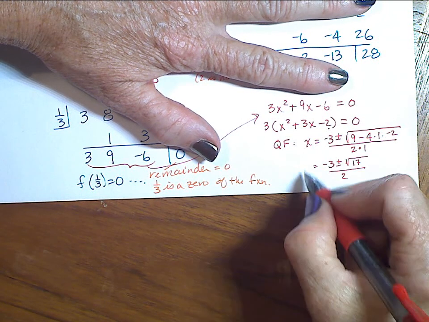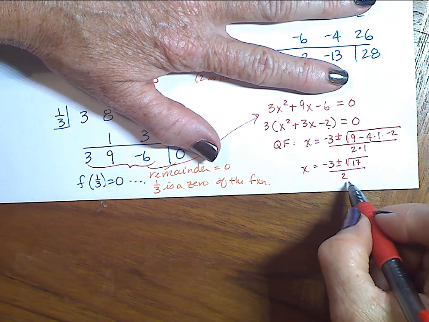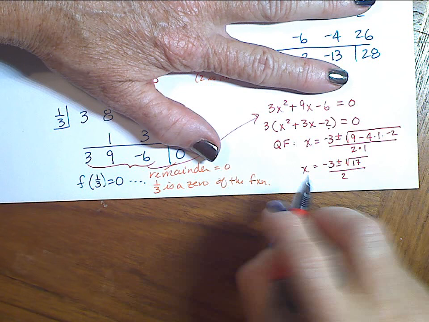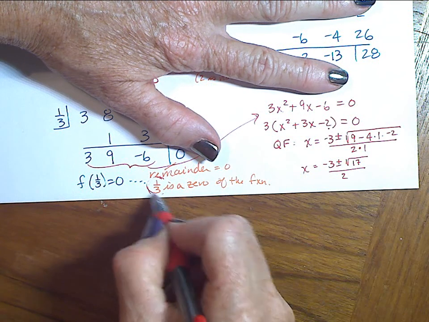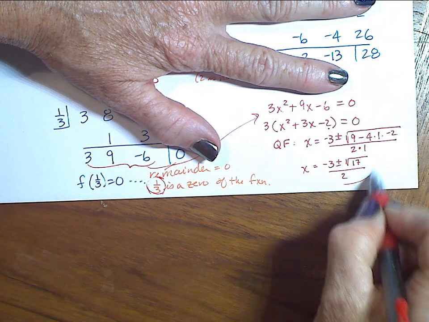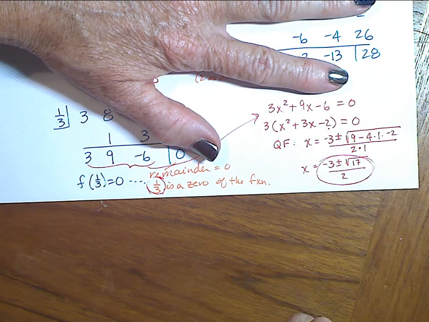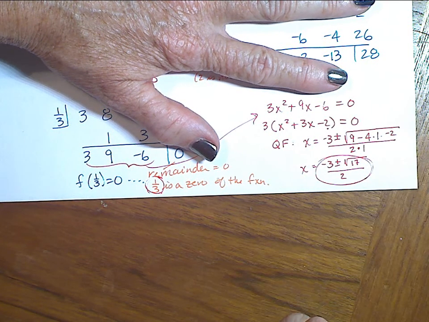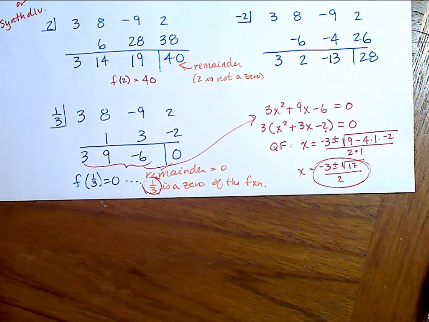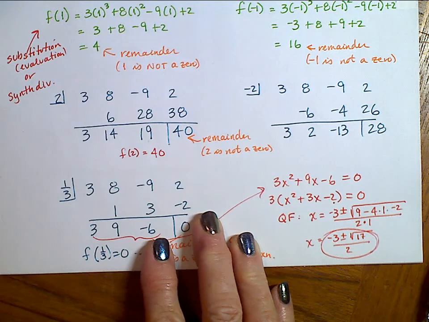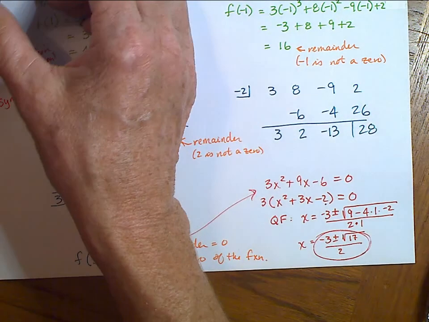And right there are the other two zeros. So one of the zeros is 1/3, and the other two zeros are negative 3 plus or minus the square root of 17, all over 2. If you're a little bit iffy on this, that's okay. Hang on. We're going to do a lot of these over this week and next week. So we got this.